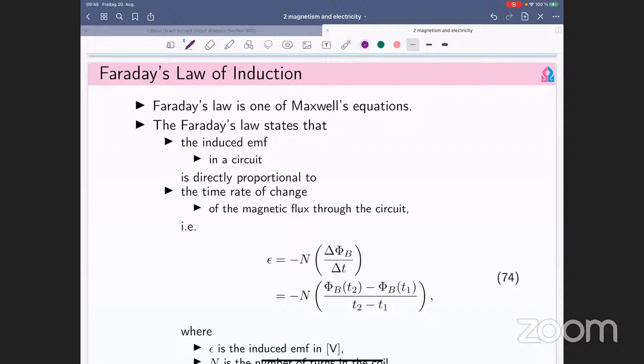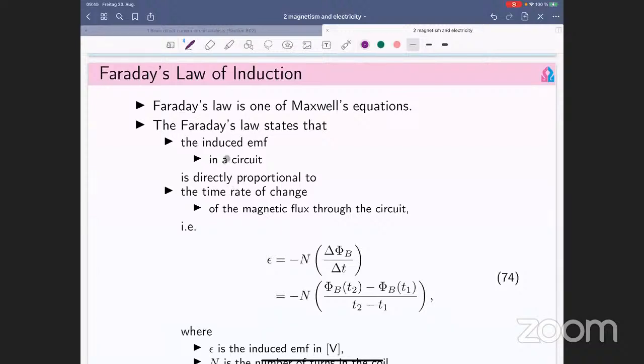Faraday's law is one of the Maxwell equations. The Maxwell equations consist of four equations, and Faraday's law is one of them. But in high school we consider a plain form of Faraday's law, because we don't have a background in calculus, especially differentiation or derivatives.